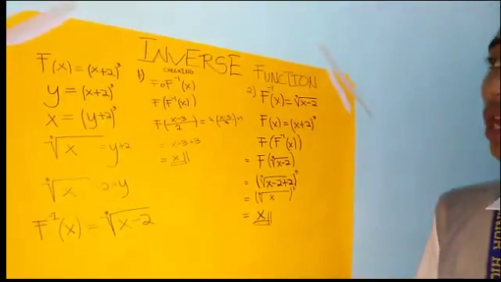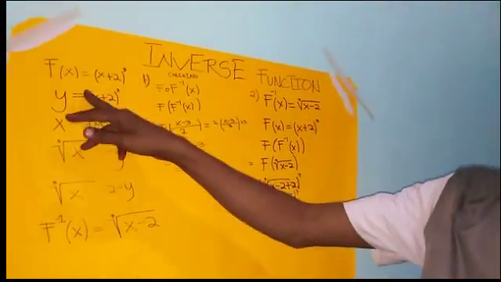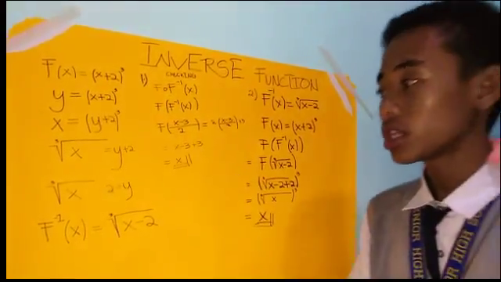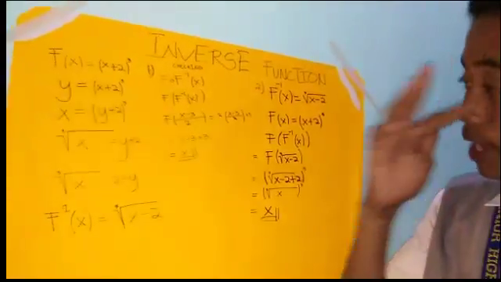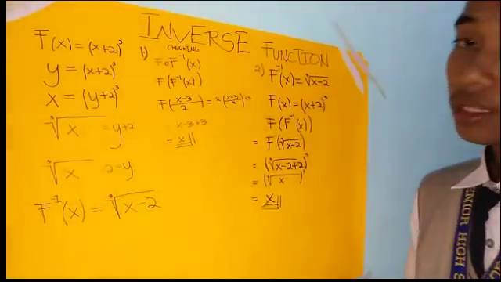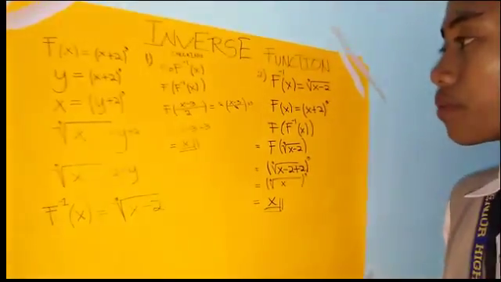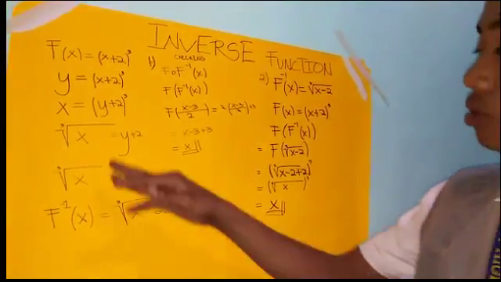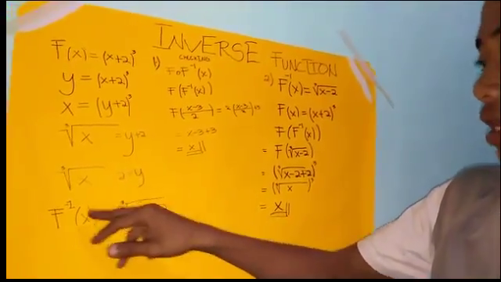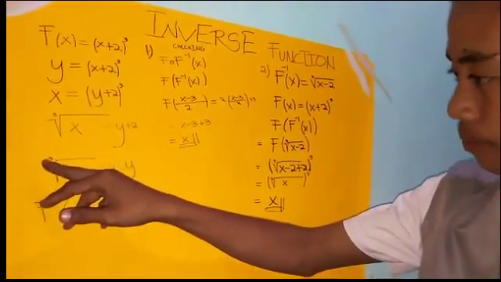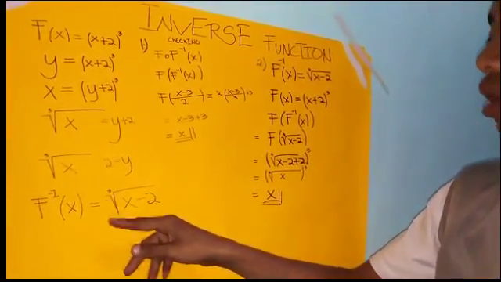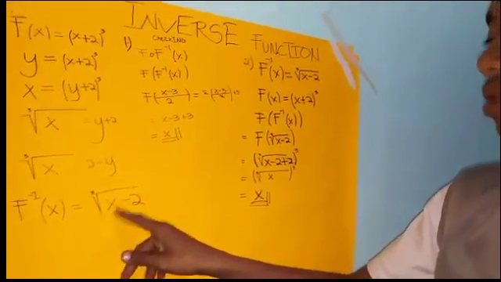So let's start with number 1. f of x equals (x plus 2) to the power of 3. Interchange x and y. So y equals (x plus 2) to the power of 3, and x equals (y plus 2) to the power of 3. So simplify, the cube root of x equals y plus 2, and the cube root of x minus 2 equals y. So the inverse function equals the cube root of x minus 2.